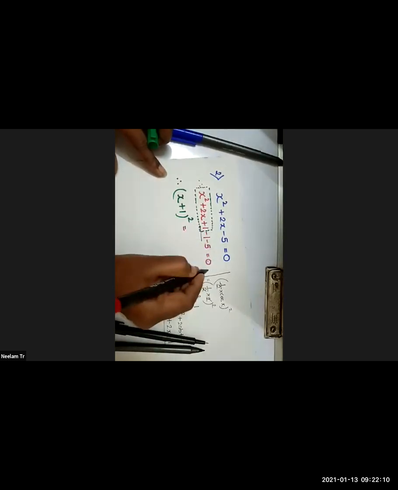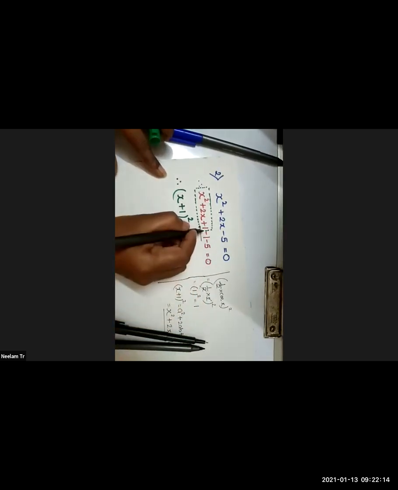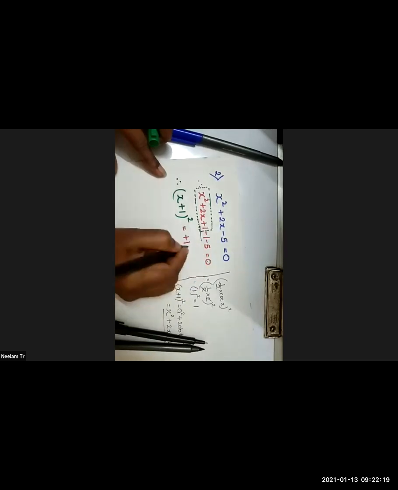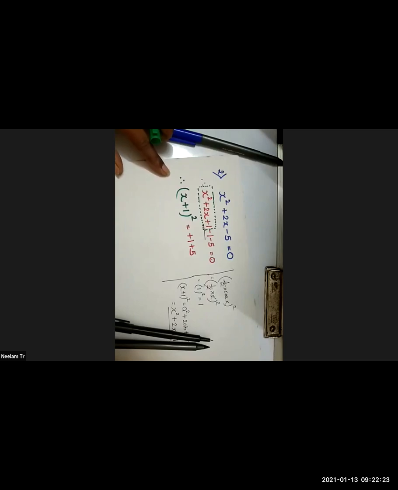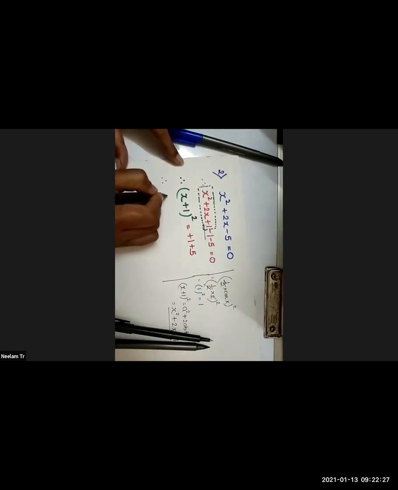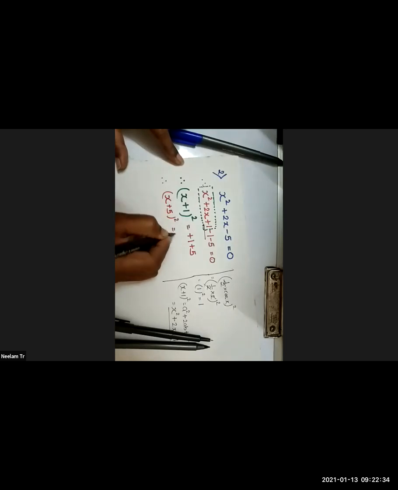Okay. Then afterward, what is my next step? I have to take this remaining constant to the right hand side. When minus 1 will go to the right hand side, it will become plus 1 and minus 5 will become plus 5. Yes? This much is clear? Okay. Now, x plus 5 the whole square is equal to 6.